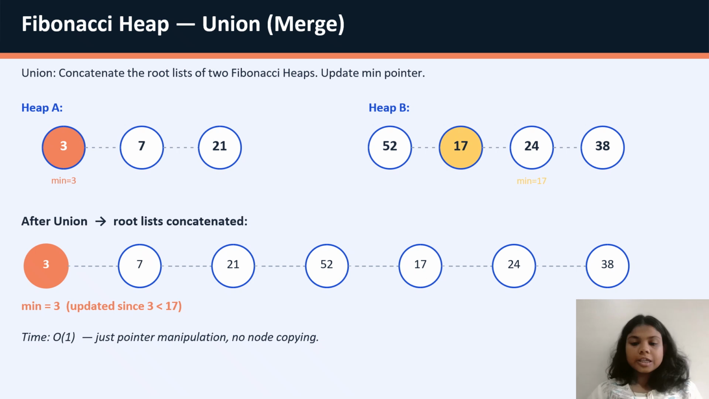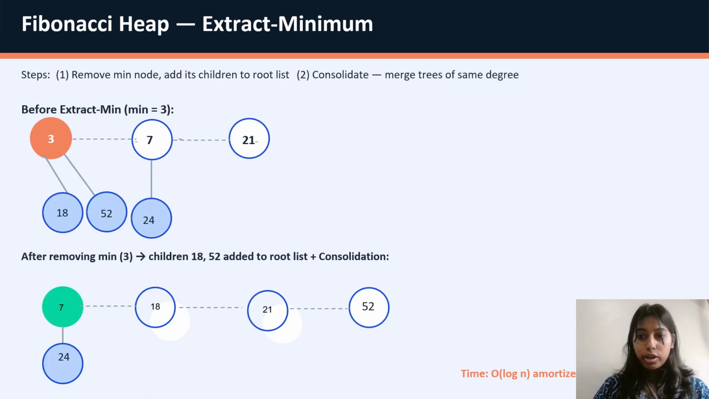Thus, Fibonacci heaps achieve very efficient operations because they postpone complex restructuring work until necessary. That is why operations like insert, find minimum, and union are extremely fast. Now I'll explain two important operations in Fibonacci heap, that is extract minimum and decrease key. These operations make Fibonacci heap very efficient for priority queue operations.